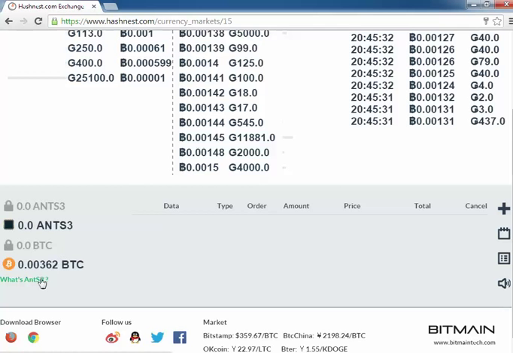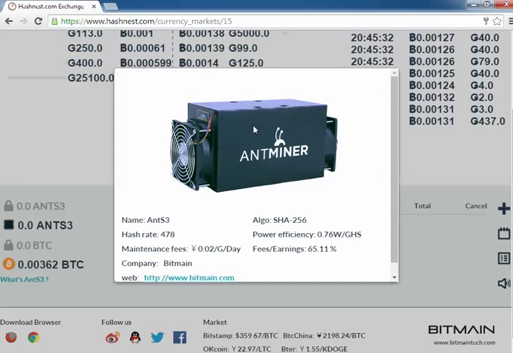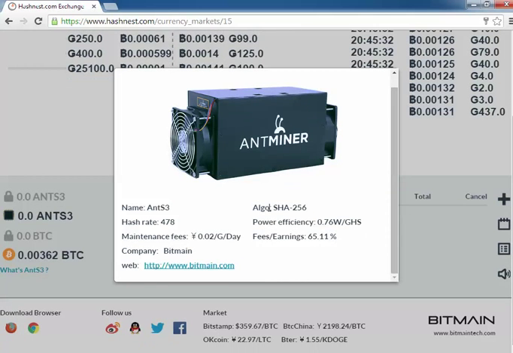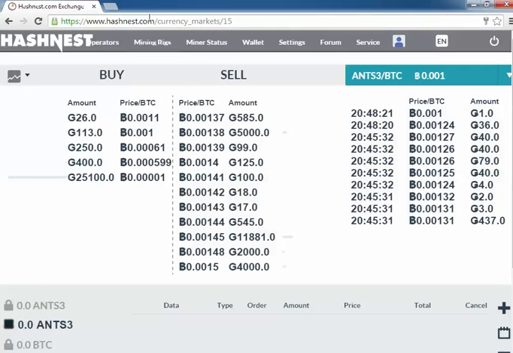All of the miners as well have a button down here. For example, this one says Ant S3. It will give you a picture of the miner, what algorithm it uses, what its hash rate is, and what its current maintenance fees is. And it will also give that maintenance fee as a percentage of your earning.